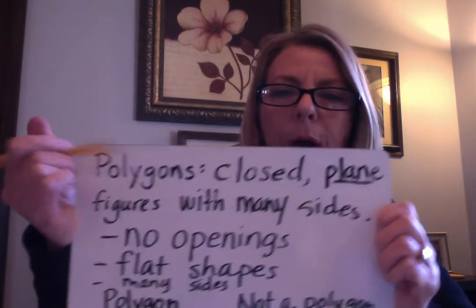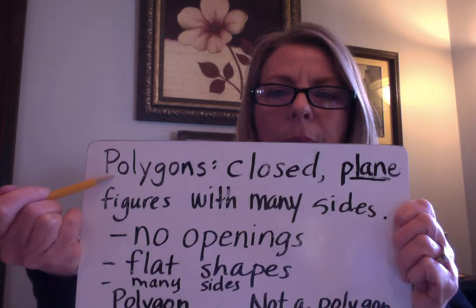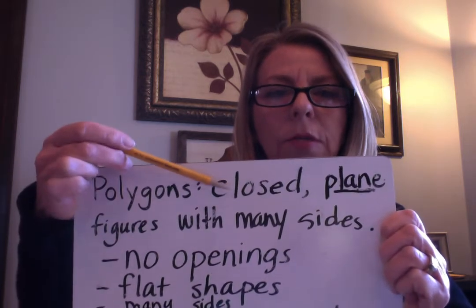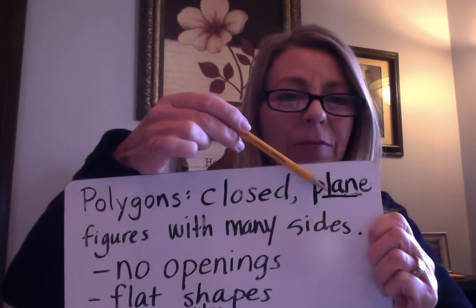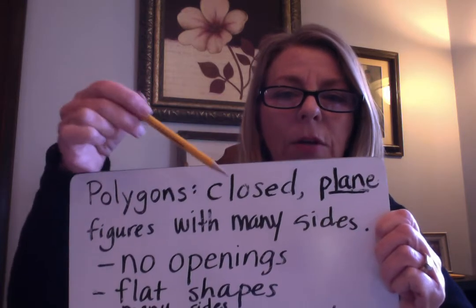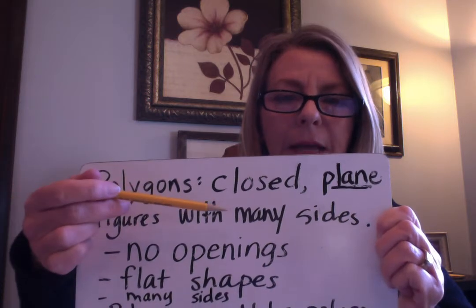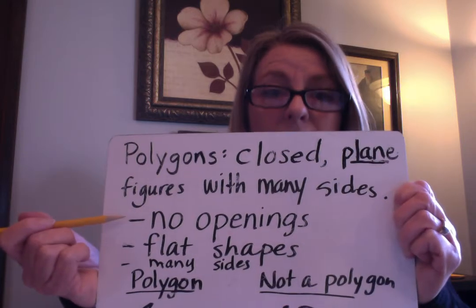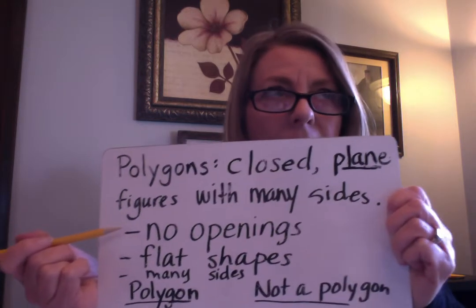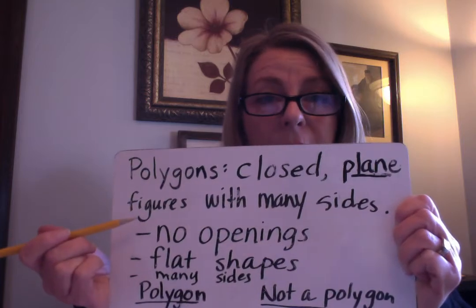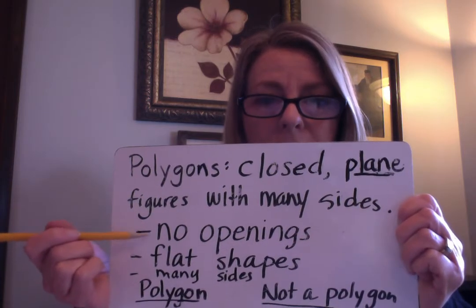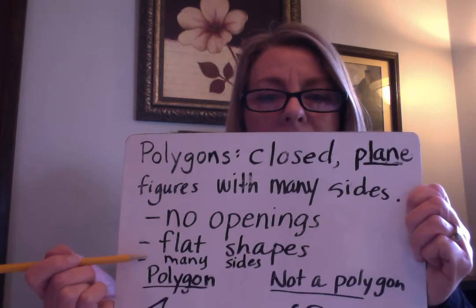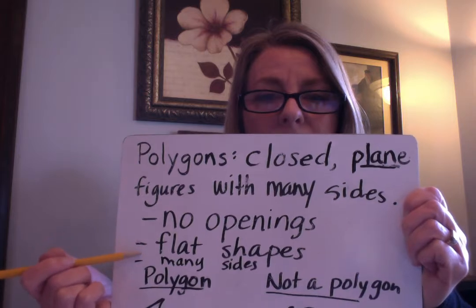So remember, polygons, this part of the word right here, poly, means many, okay? So a polygon is a closed plane. Remember, that's just a flat figure, okay? It's a closed plane figure with many sides. So here is what a polygon has. It doesn't have any openings. It's closed. So think of a triangle, think of a square, think about how all those sides meet, and so there's no openings. It's a closed figure, so no openings. They're flat shapes, and they have many sides. So that's what the definition of a polygon is.